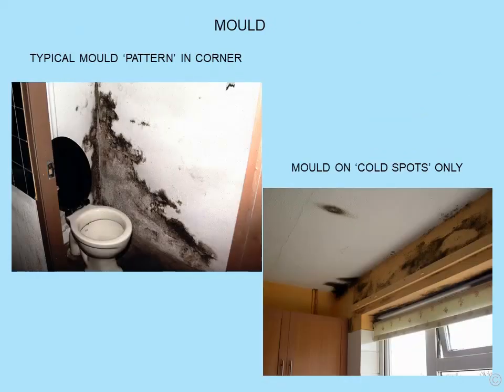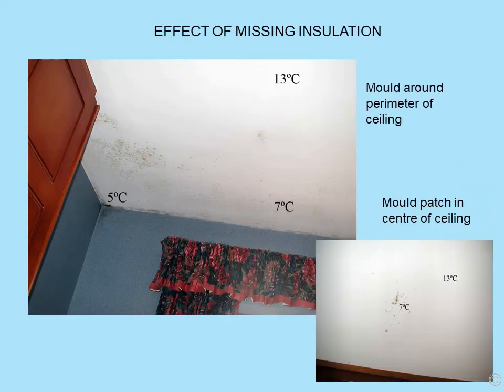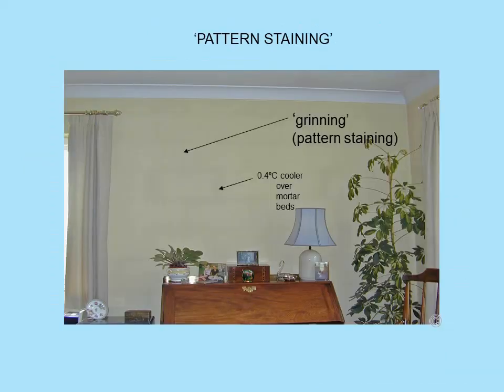Typical mould pattern in a corner, mould on cold spots. Effects of missing insulation and mould, little spot in the middle there, well away from the edge. Insulation was missing in part in the centre.